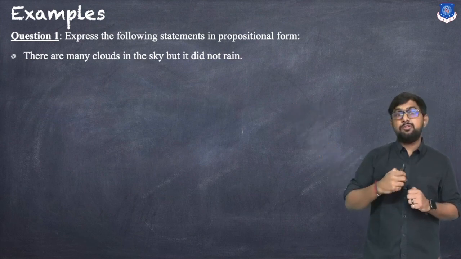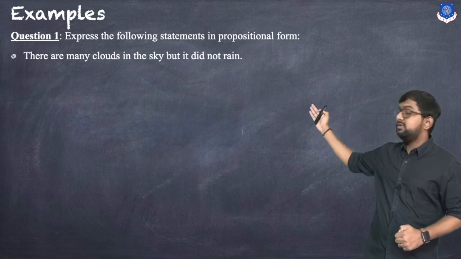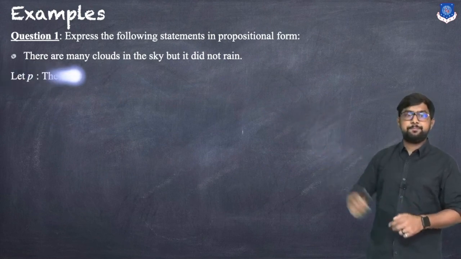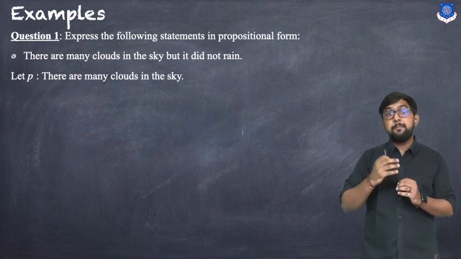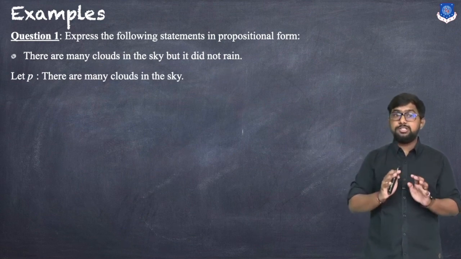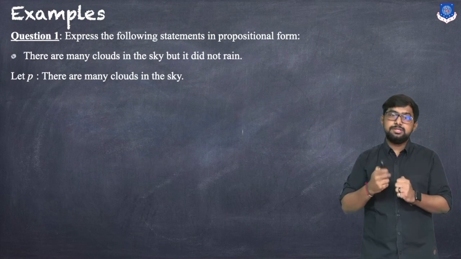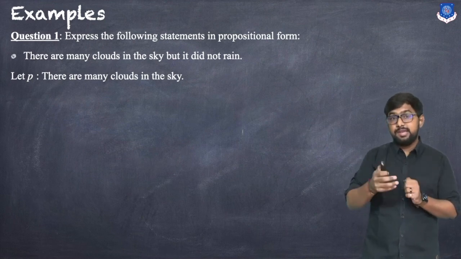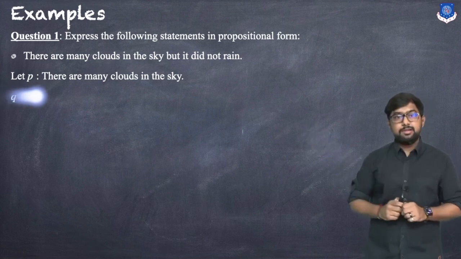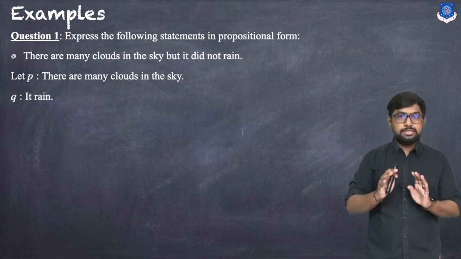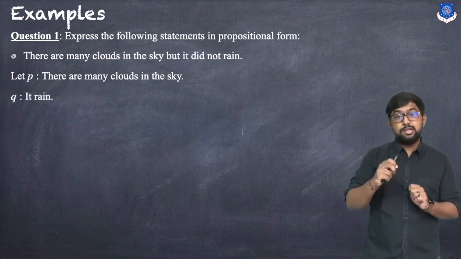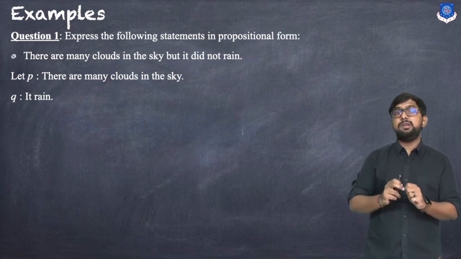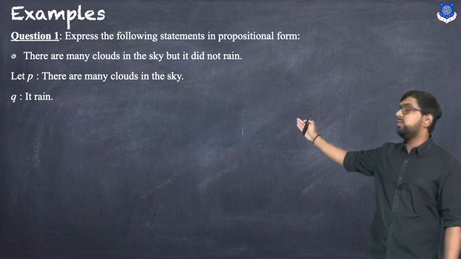So first, we will divide this statement into parts. Let P equal there are many clouds in the sky. See, the whole statement is there are many clouds in the sky, but it did not rain. So the first part is there are many clouds in the sky, and the second part, it rained. The given statement is it did not rain, but whenever there is a negation part, we will convert it into the positive form. So Q is it rained.